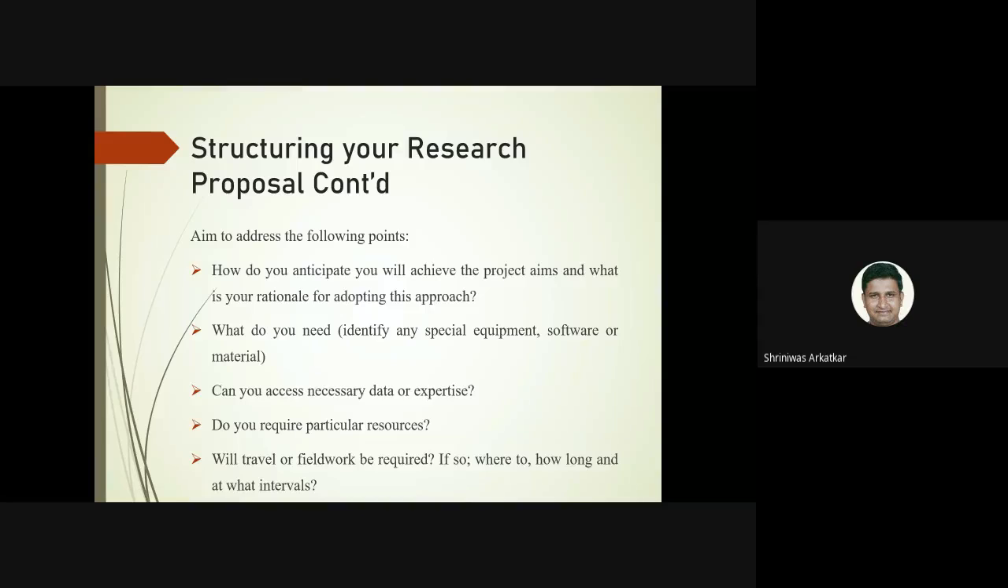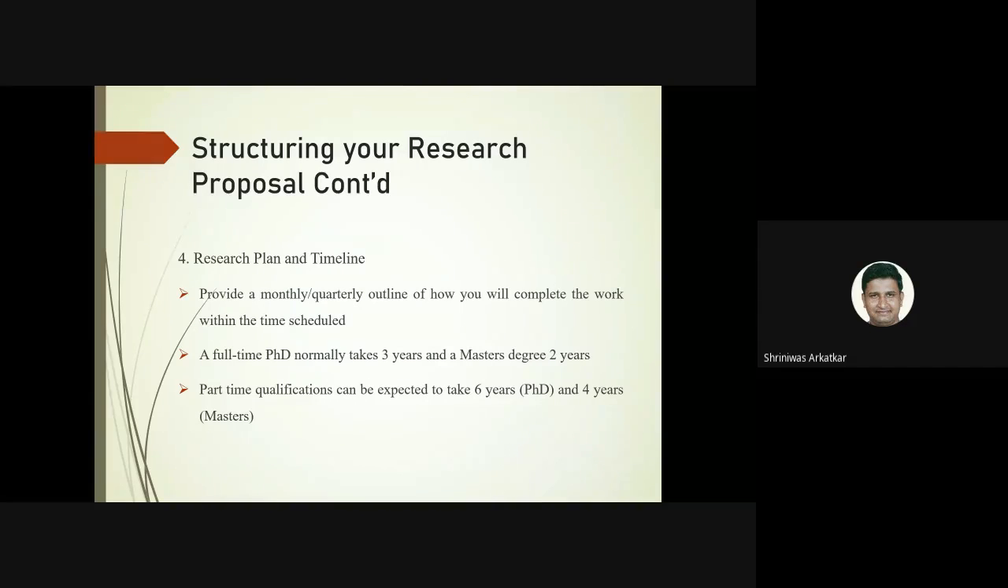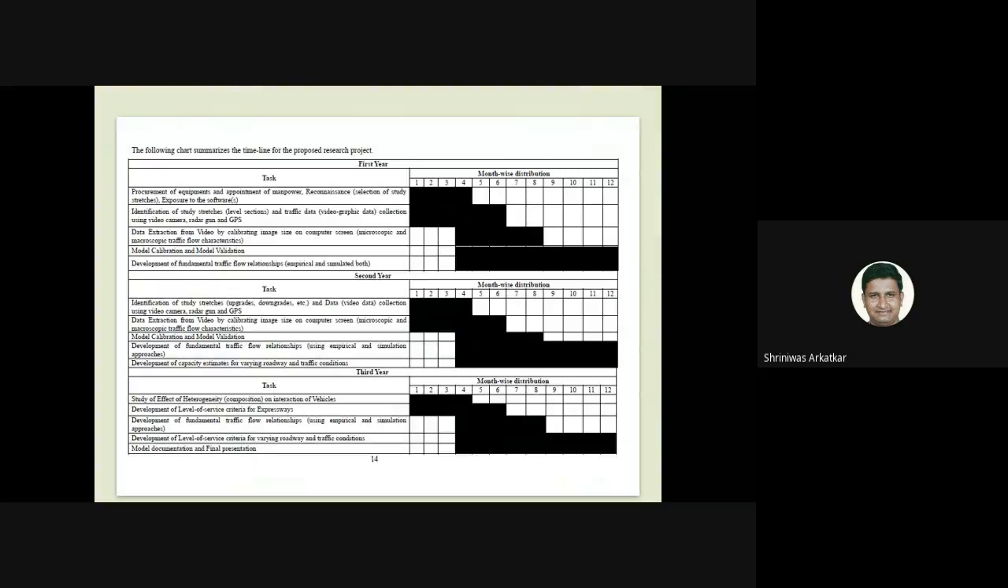So it is very important that you write down those things, and for that you should have a perfect research plan and a perfect timeline. If you don't have that, then it is not going to be good. This is how it should be done. This is a very good example of how a flowchart can summarize the timeline for the proposed research project, what the tasks are, and the month-wise distribution. This is first year, this is second year, this is third year.